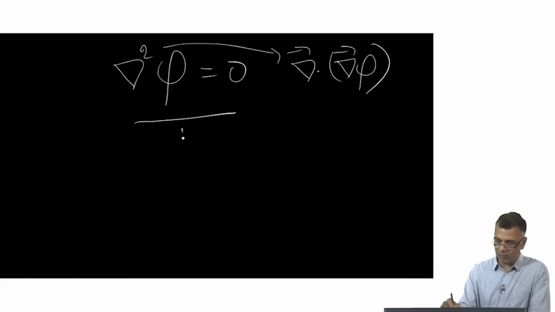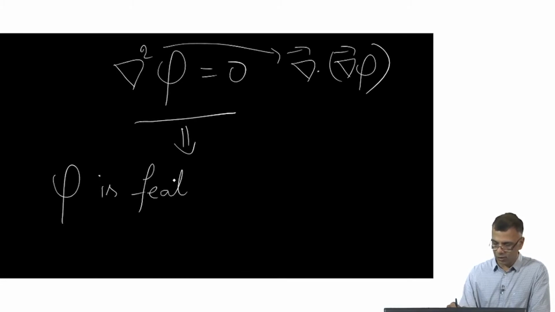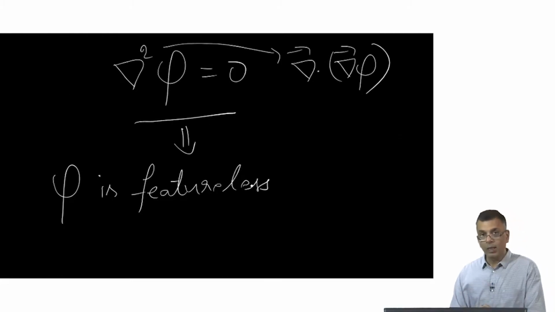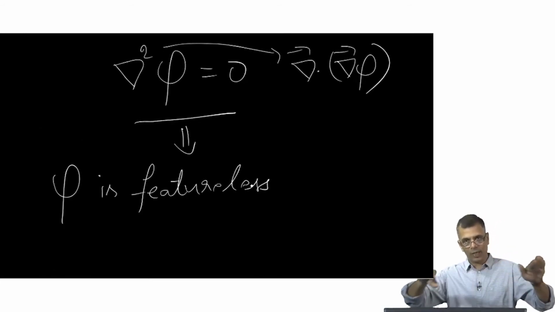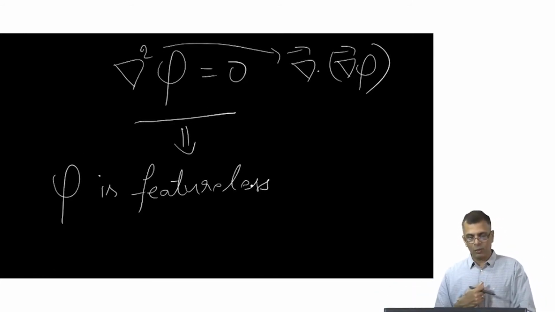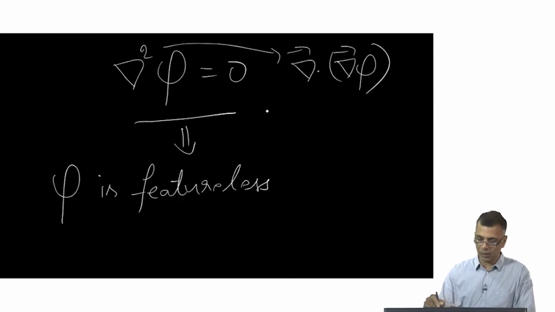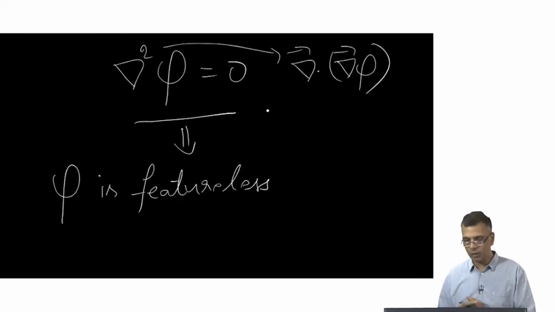Now, I made the statement that this implies that phi is featureless. By that I mean phi does not have hills or valleys or anything. It's a nice flat surface. You either know this from electrostatics or you remember it. So this is essentially Laplace's equation, and any solution to Laplace's equation is featureless.